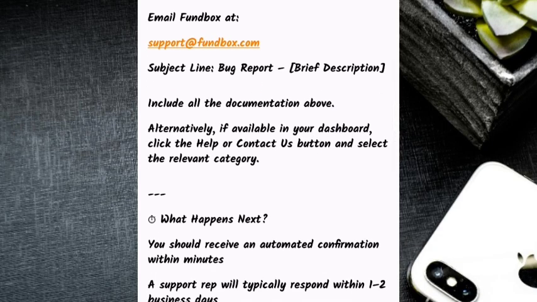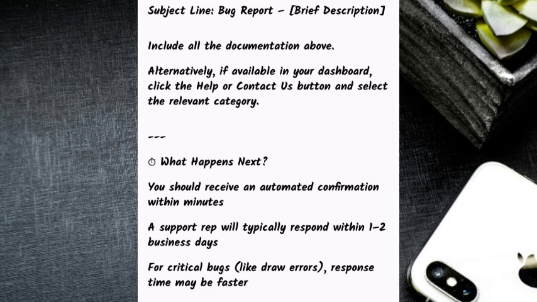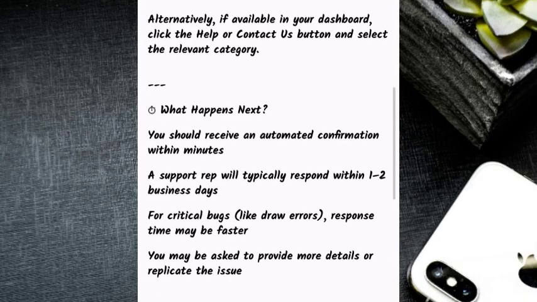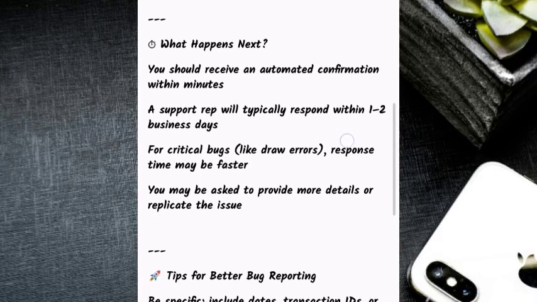Now, what happens next? You should receive an automated confirmation within minutes. A support representative will typically respond within 1 to 2 business days. For critical bugs like draw errors, response time may be even faster. You may be asked to provide more details or replicate the issue.